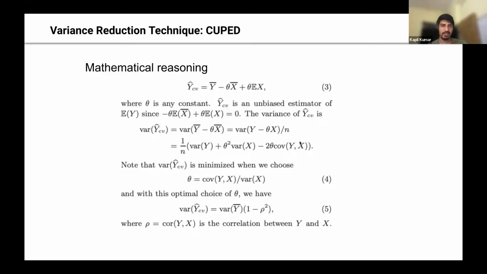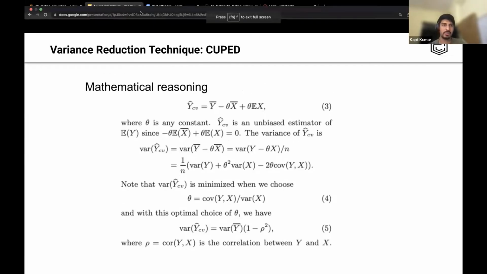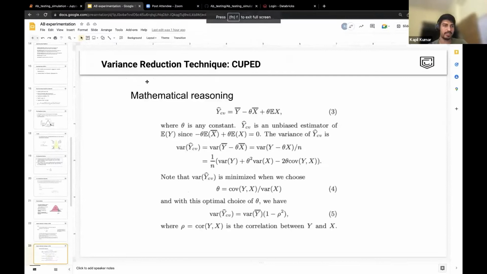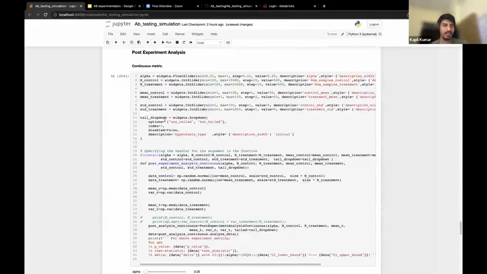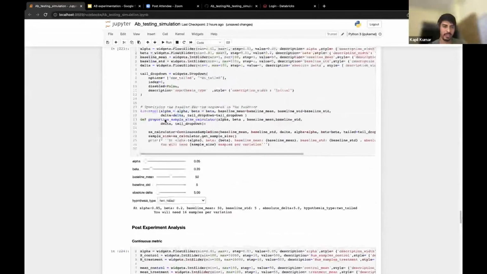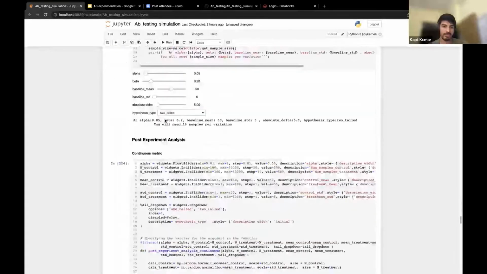I will just go ahead and show you how it works. And we will share the notebook link in the slide so that you can go in again and explore it.